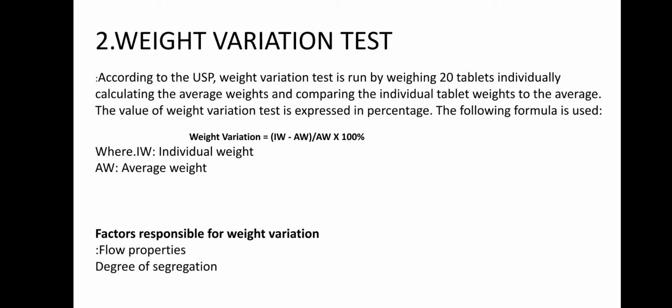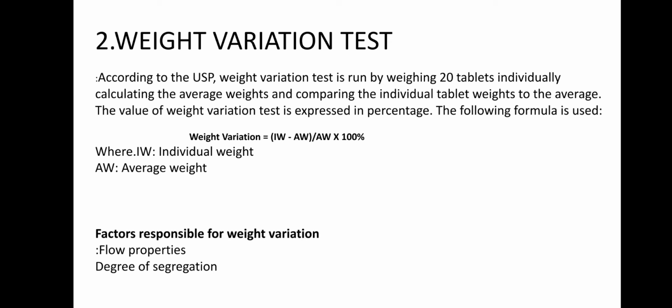Weight variation test. According to the USP, the weight variation test is run by weighing 20 tablets individually, calculating the average weight and comparing the individual tablet weight to the average. The value of the weight variation test is expressed in percentage. The following formula is used: weight variation equals IW minus AW upon AW into 100%, where IW is equal to individual weight and AW is equal to average weight.